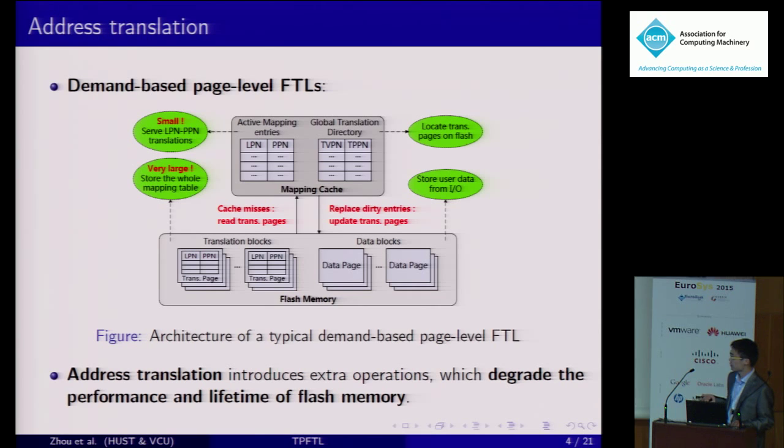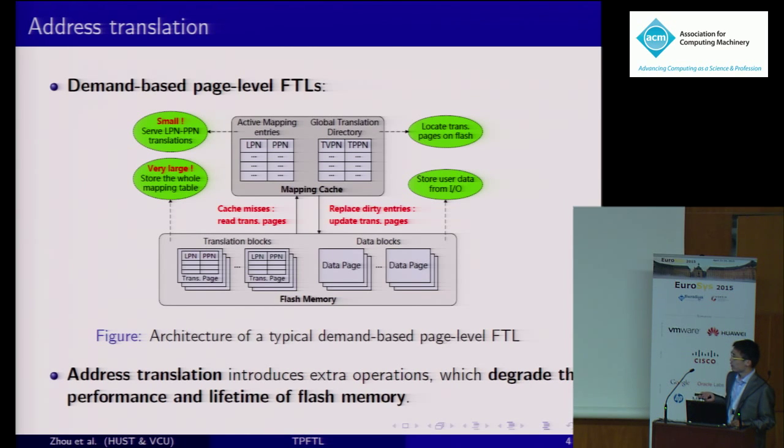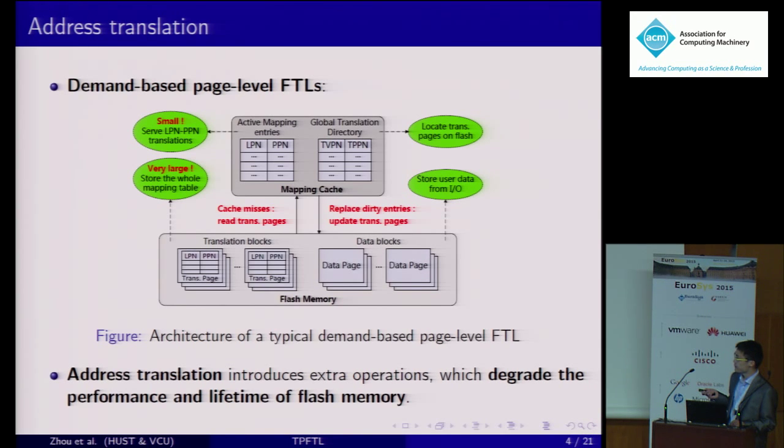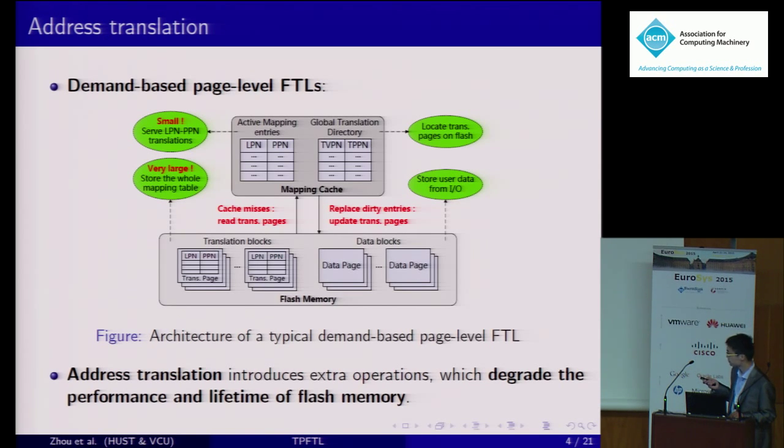This figure shows the architecture of a typical demand-based page-level FTL. In this FTL, the whole mapping table is stored on flash memory in the form of translation pages. Each page contains hundreds of mapping entries, and multiple pages compose a translation block. And the mapping cache caches only a small number of active mapping entries. In addition, a global translation directory is cached to record the locations of translation pages on flash memory.